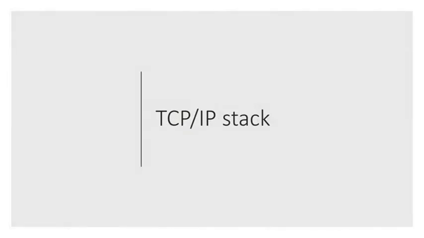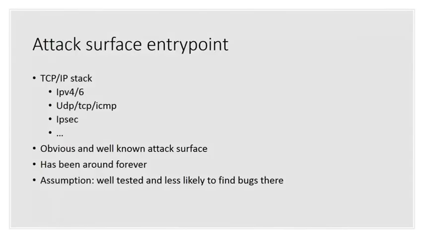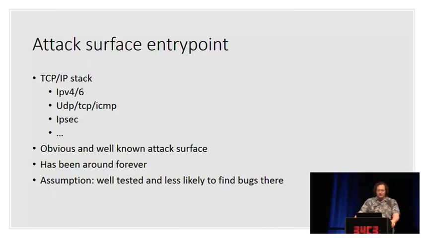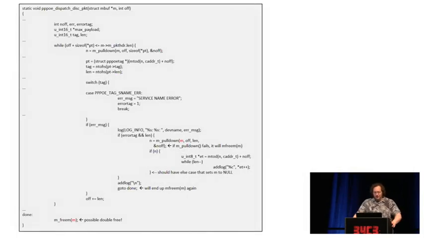Right, so now that we know there are bugs in system calls and they're fairly easy to find, let's move on to the TCP stack. Again, my assumption is it's very well tested and less likely to have bugs because, as we all know, the BSD TCP stack has been around for ages, since the 80s at least, and it's highly unlikely to find bugs in there. For those who don't know what the TCP stack is, it has things like IPv4 and IPv6, UDP, TCP, ICMP, IPsec, Ethernet, and things like that. It's been around forever, so my assumption is it's unlikely to have bugs.